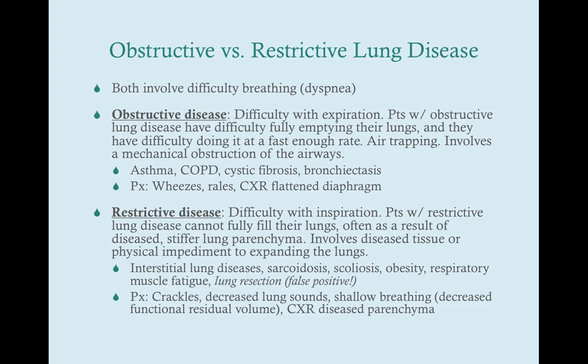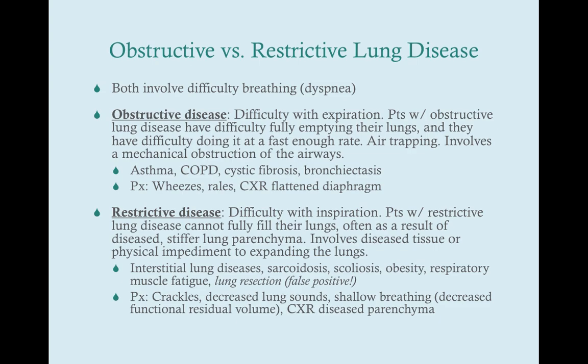So here we have a problem with the volume. A patient with restrictive lung disease can't fully fill their lungs, often as a result of diseased, stiffer lung parenchyma, and it involves diseased tissue or a physical impediment to expanding the lungs. So different possibilities here are interstitial lung diseases. There's lots of them. Sarcoidosis, scoliosis, so that's a physical compression of the chest cavity. Obesity, or the so-called Pickwickian syndrome, where the patient is so obese that they've got a physical pressure not allowing them to expand their chest cavity.